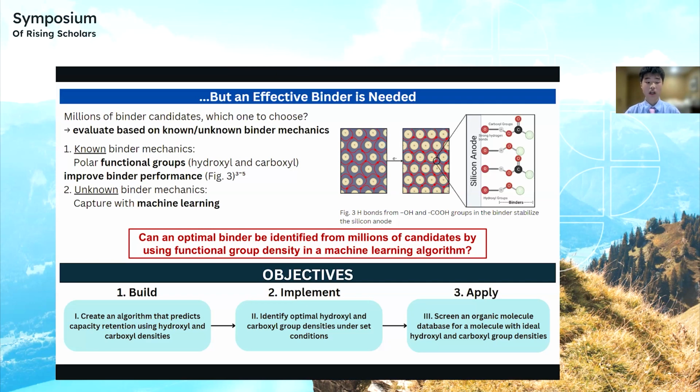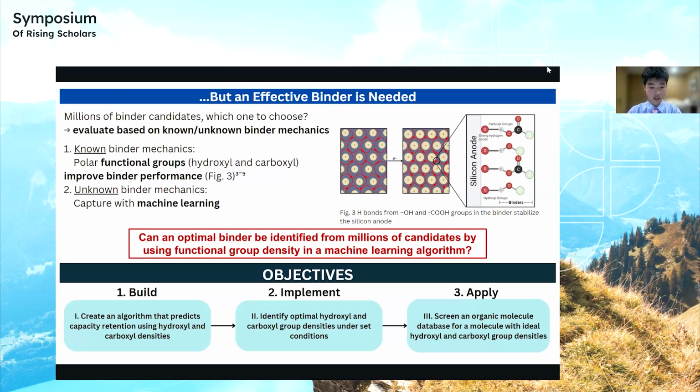But there is not a lot known about binders. And in order to capture these unknown mechanics, it's important to use a strong predictive algorithm such as machine learning. Therefore, I asked, can an optimal binder be identified from millions of candidates by using functional group density in a machine learning algorithm? In this study, I will do 3 things.